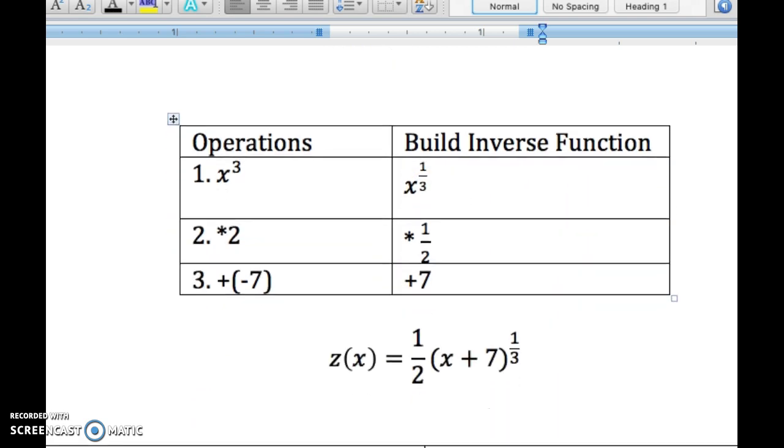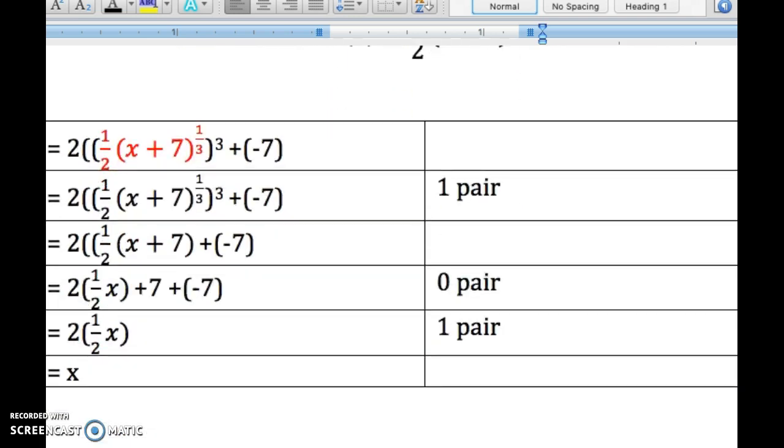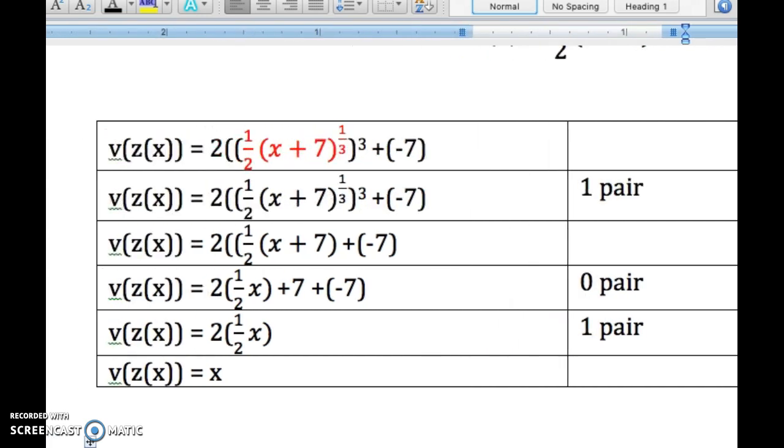So that my inverse function would be z of x. So z of x is my inverse function to v of x. Now to determine if I actually built this function correctly, I need to make a composite function. I first make my composite function with v composite with z of x. So v of z of x.